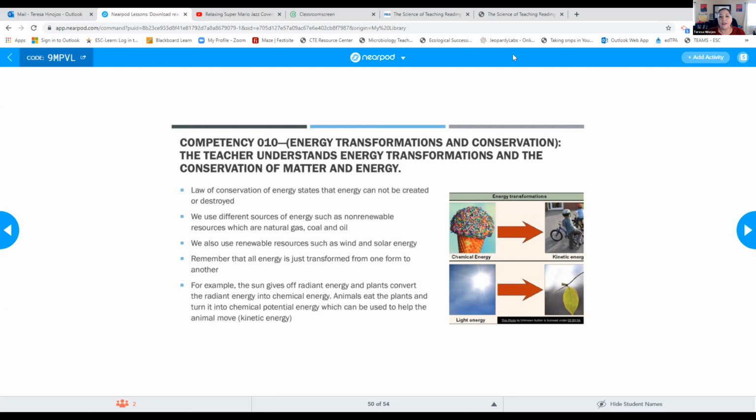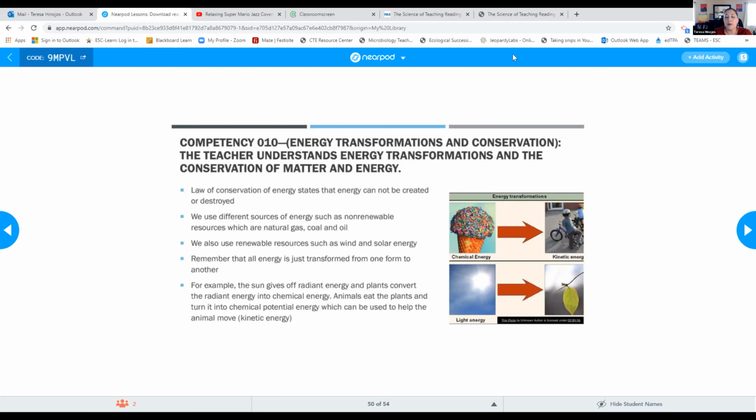So we know that there's the law of conservation of energy. Energy can't be created or destroyed, it's conserved. It just means that it's going to change from one thing to another. This one also deals with the sources of energy that we have. There are non-renewable resources that we use. We all have natural gas at home. People use coal, and there's oil. Those are non-renewable, right? Whatever's out there is all we have.